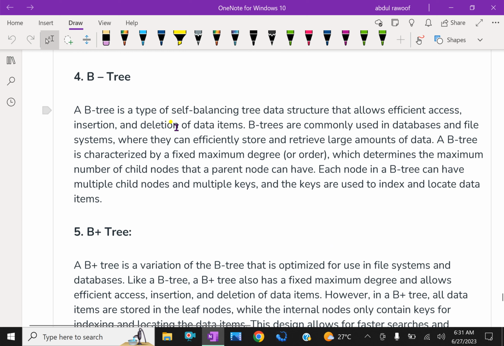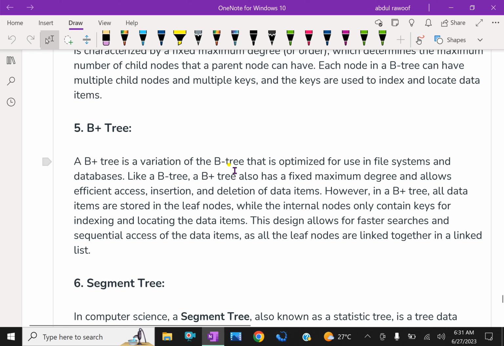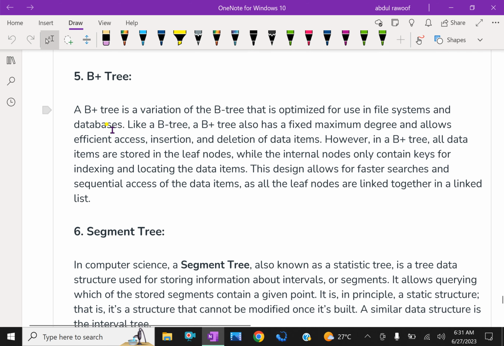A B tree is a type of self-balancing tree data structure that allows efficient access, insertion, and deletion of data items. B trees are commonly used in databases and file systems where they can efficiently store and retrieve large amounts of data. A B plus tree is a variation of the B tree that is optimized for use in file systems and databases. Like the B tree, a B plus tree also has a fixed maximum degree and allows efficient access, insertion and deletion of data items.